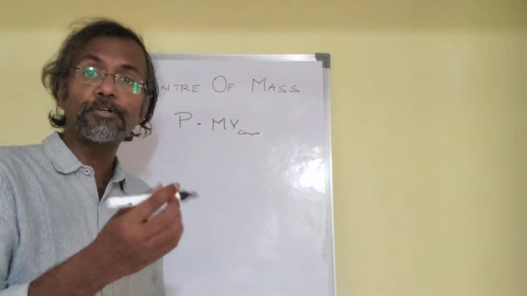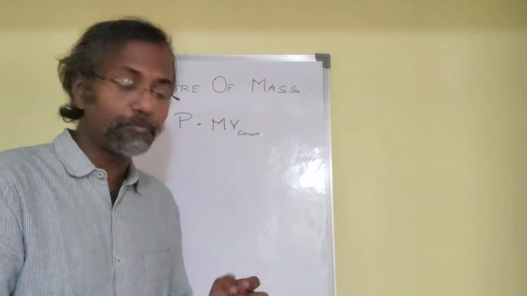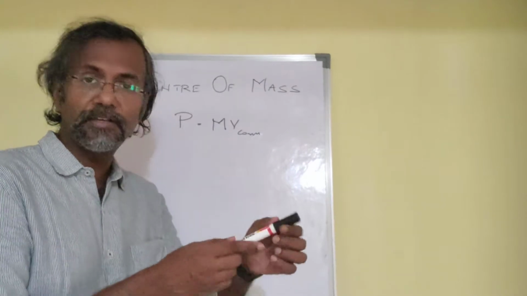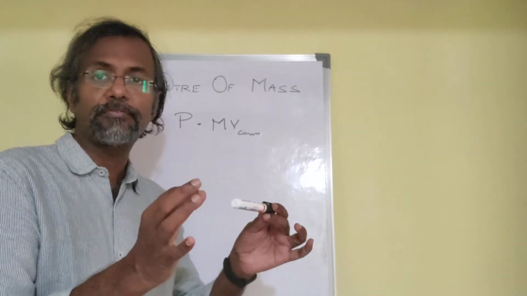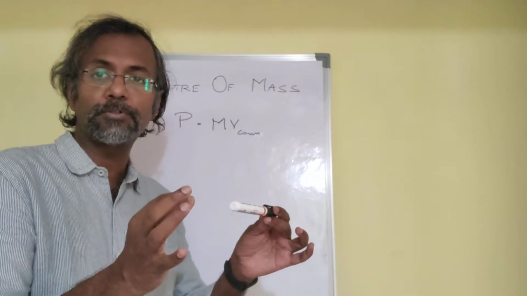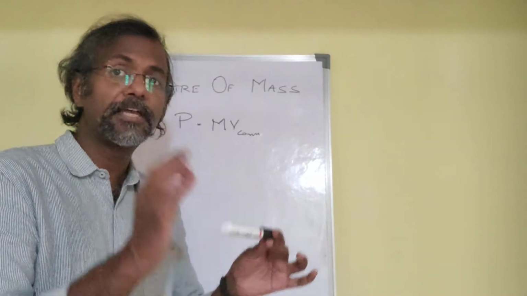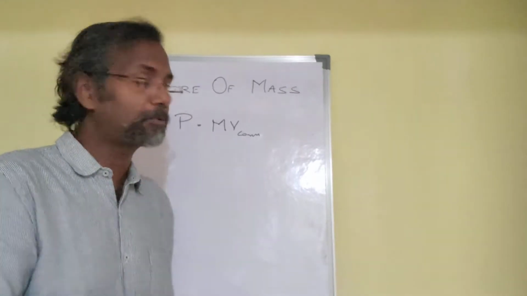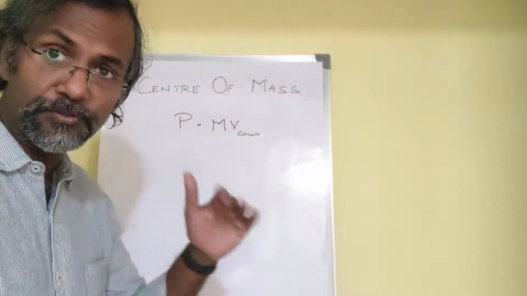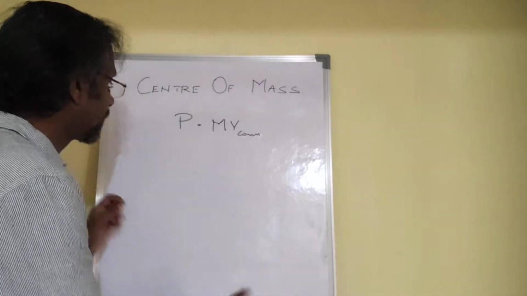If you want to know, when a system of particles is moving in whatever way it's moving, the momentum of the system of particles is equal to the total mass of the body times the velocity of the center of mass. That's it. We already saw this proof earlier, but I'm going to show it to you again.